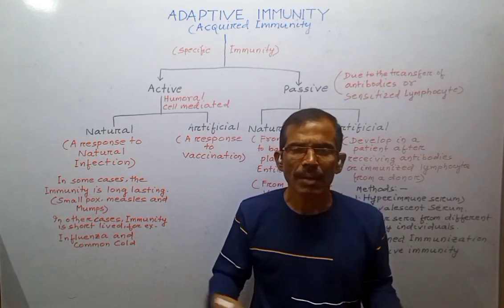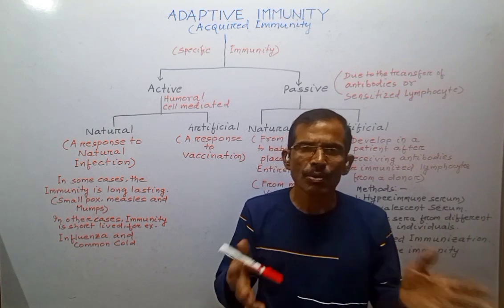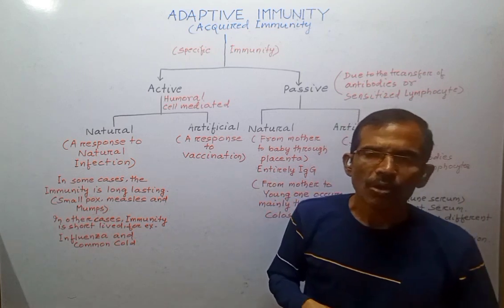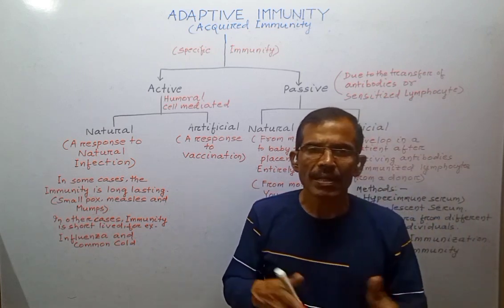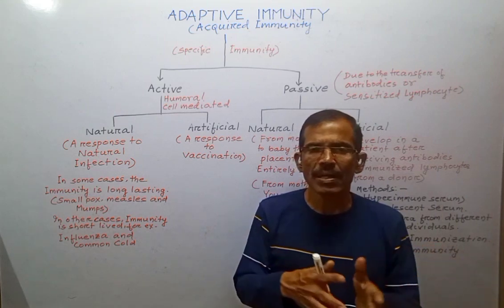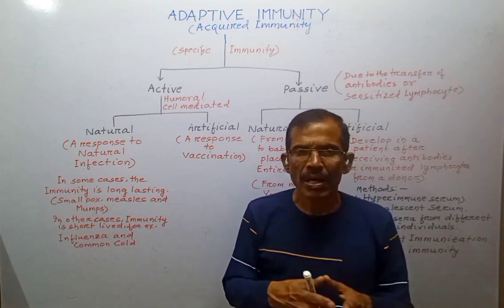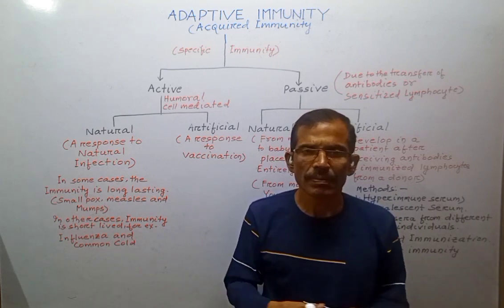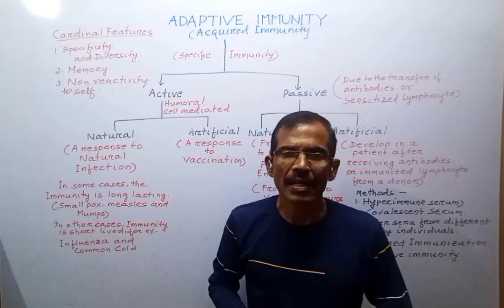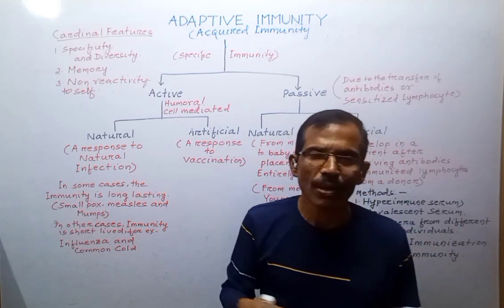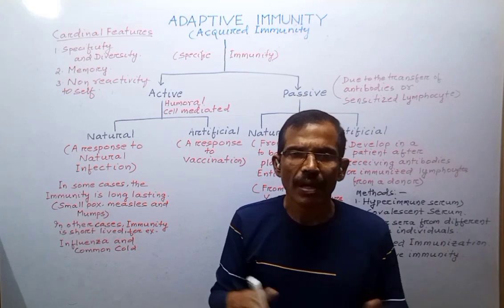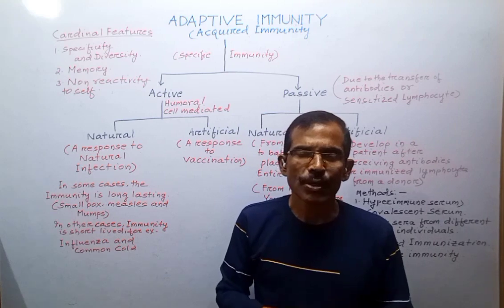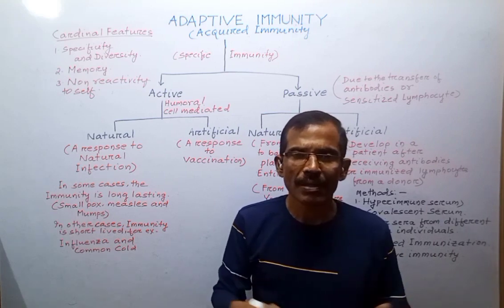There are two types of adaptive immunity. One is humoral immunity and the other is cell-mediated immunity. Humoral immunity is mediated by antibodies that are produced by activated B lymphocytes, whereas in cell-mediated immunity, T lymphocytes are involved. Humoral immunity fights against pathogens and their toxins located outside cells, for example in the lumens of the gastrointestinal and respiratory tract and also in the blood.